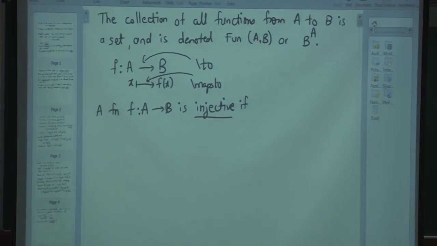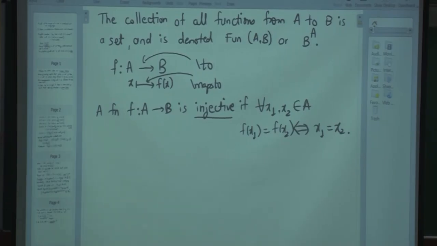x1 equals x2 implies and is implied by f(x1) is equal to f(x2). Exactly. If for all x1, x2 in A, f(x1) is equal to f(x2) implies x1 is equal to x2. Actually, the other side is obviously true. If x1 and x2 are equal, then there is a unique image. So therefore, we can also put a backward implication, but we never have to check the other implication. We only check that given two distinct elements, they should map to two distinct elements. That is the injective function, also called 1-1.